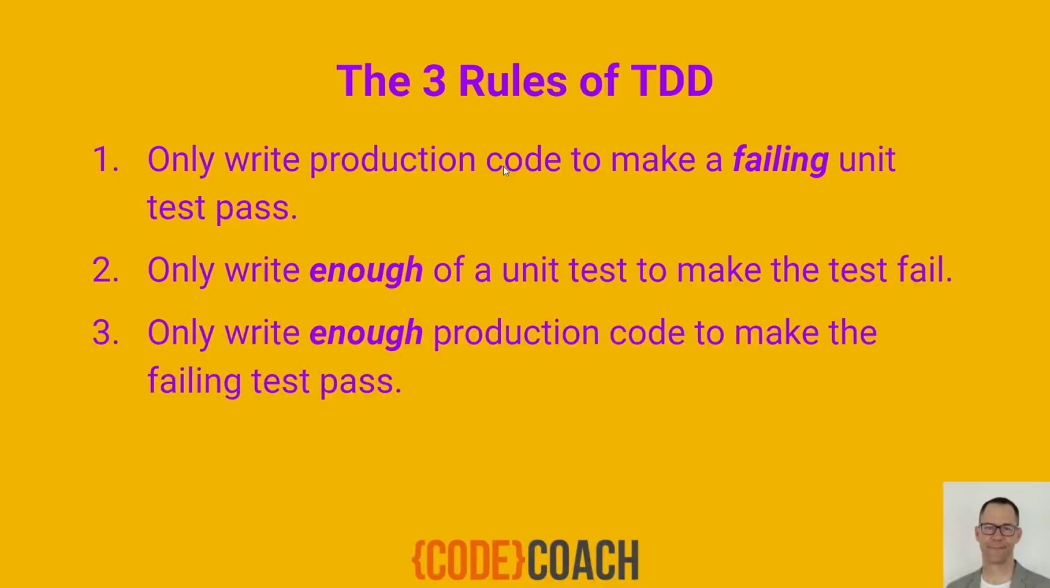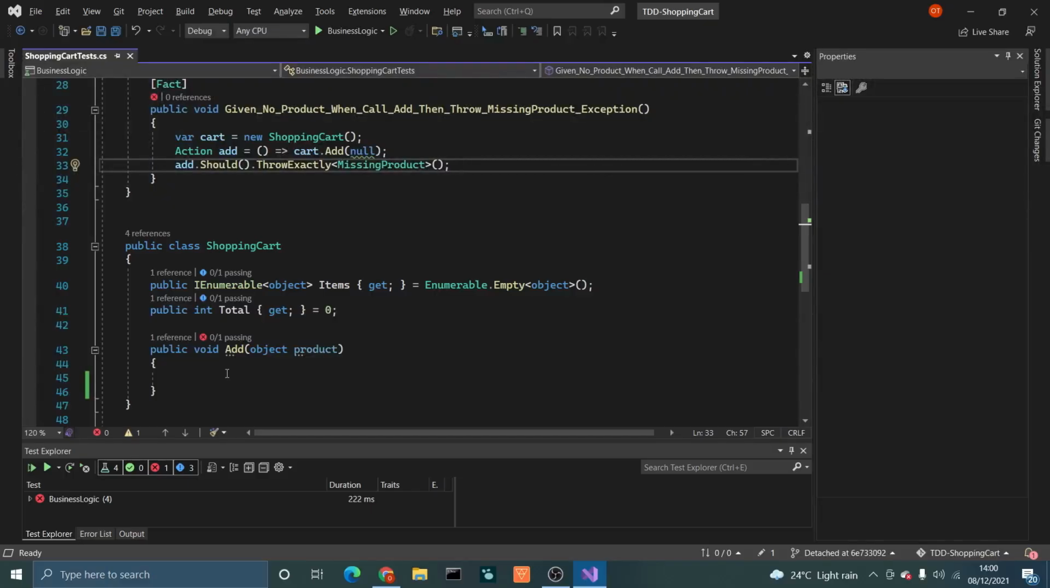We've got the 3 rules of TDD. We've written the unit test, and now rule number 3, only write enough production code to make the failing test pass. With this in mind, how do you make this unit test pass? Only write the minimum production code to pass the unit test. Please take a minute and think about the problem.